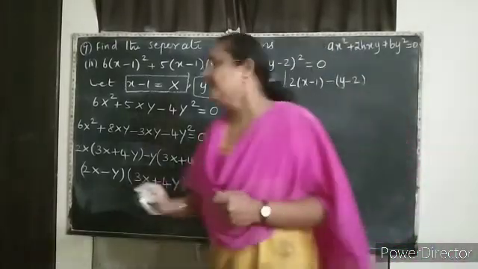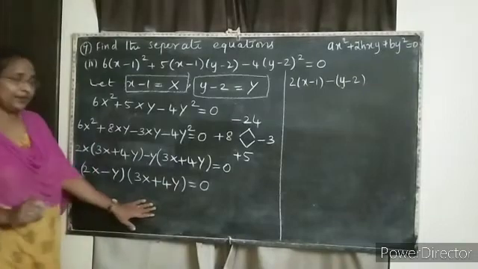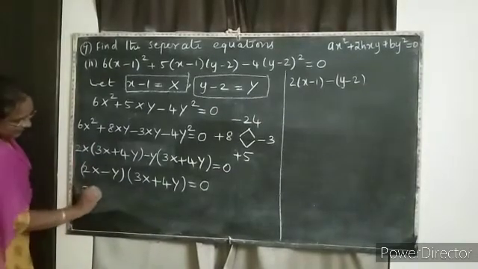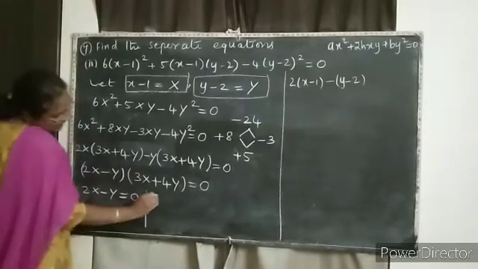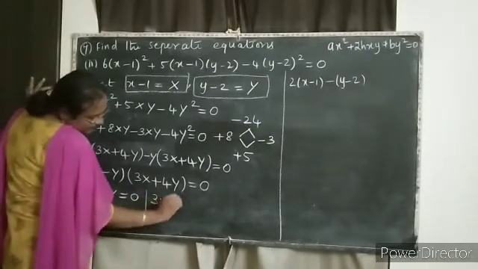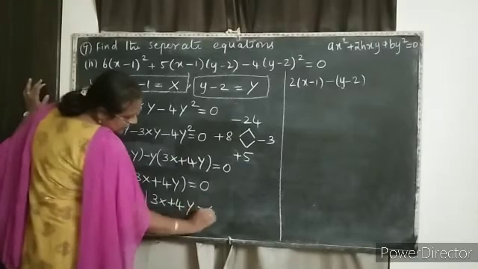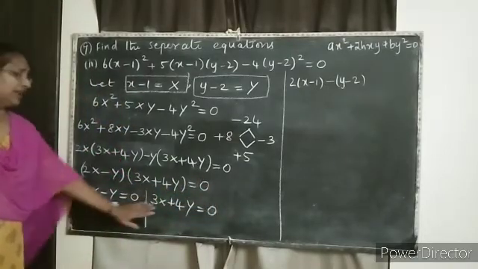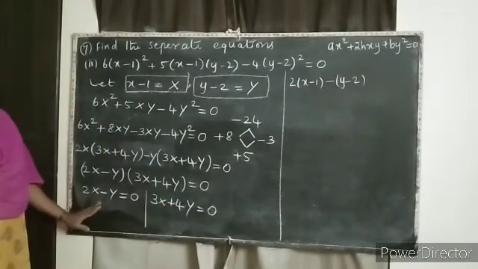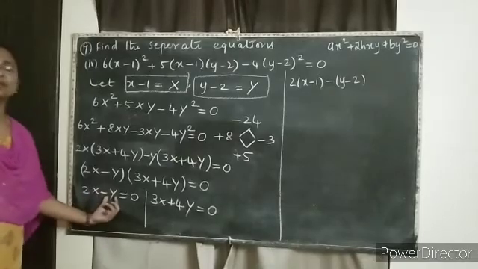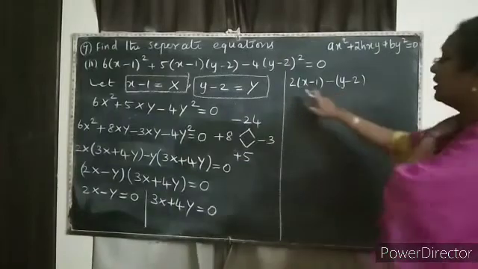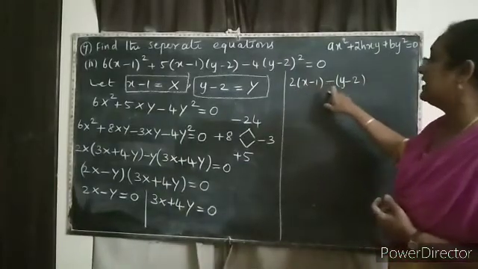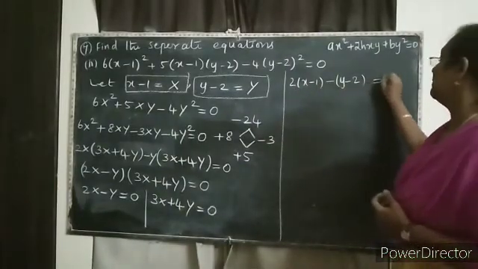Now, before that, first let us segregate and take this as a separate equation. So what is that? 2x minus y is equal to 0. One separate equation. The other one is 3x plus 4y equal to 0. Yes or no? Now we have found the separate equations. Finally only we are going to replace the values of capital X and capital Y. Okay. So we have substituted 2 into x minus 1 minus y minus 2 equal to 0.